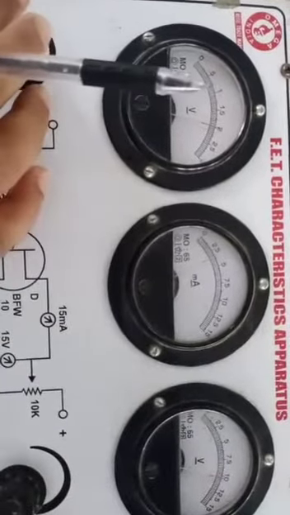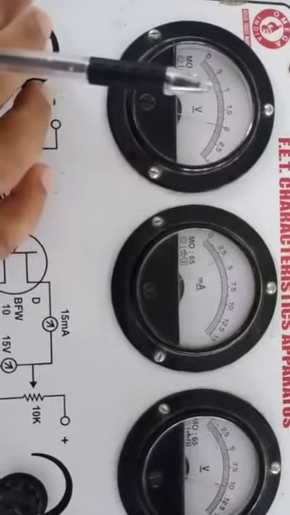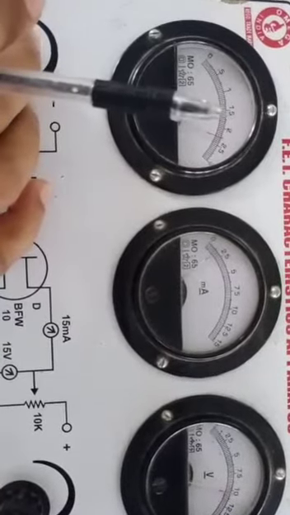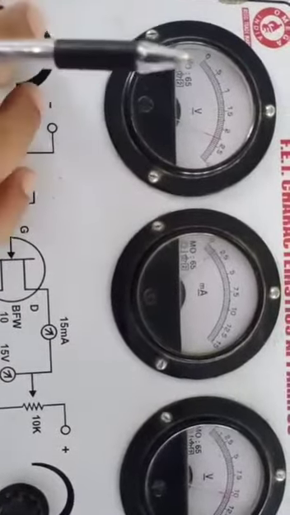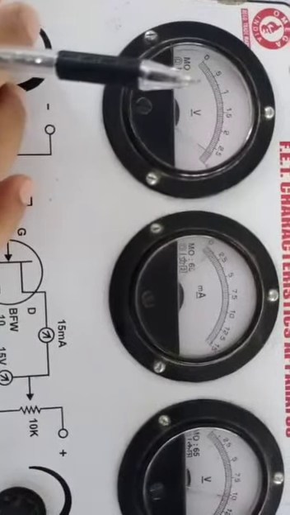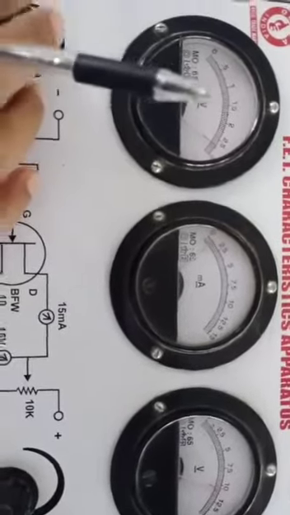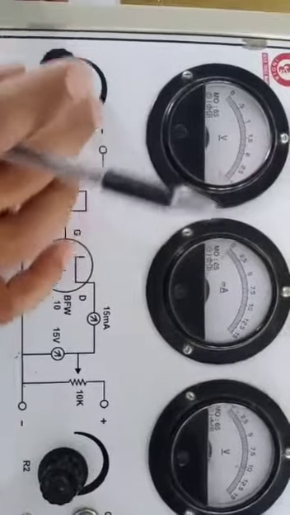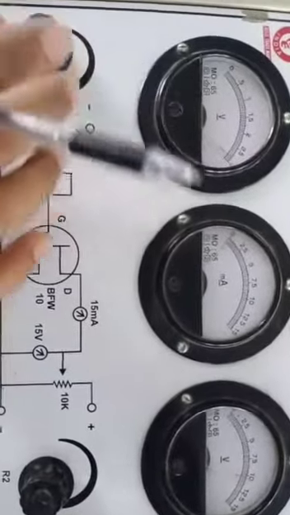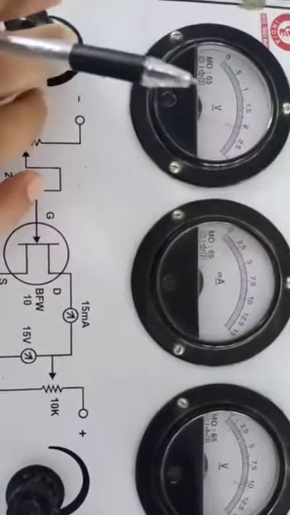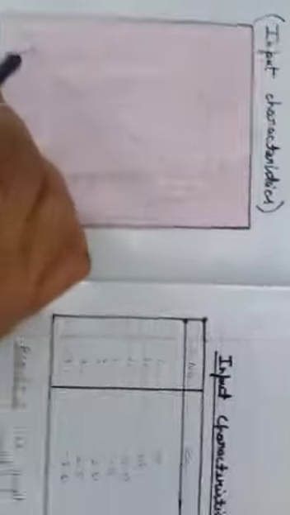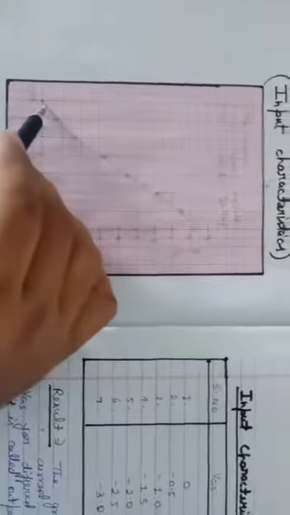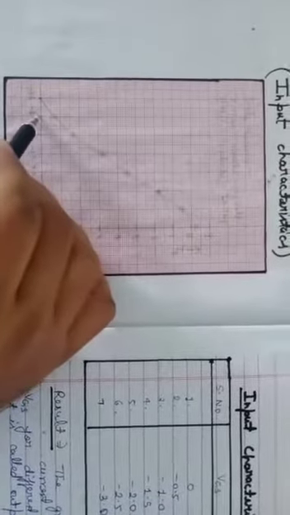at minus 2 volt it is around 3 milliampere, at minus 2.5 it is around 1 milliampere, and at minus 3 volt it is 0. At minus 3 volt the current is reduced to zero. Then we plot the graph, which will be like this, and at minus 3 volt it is 0. Then it comes to here.